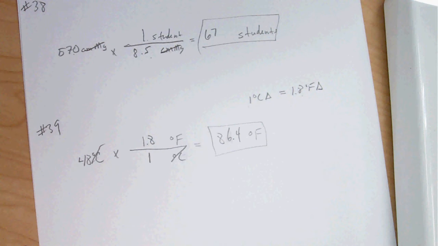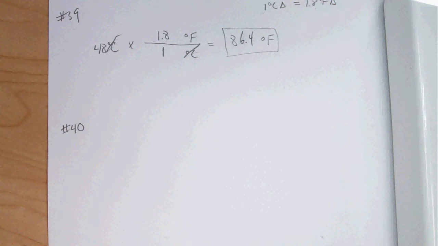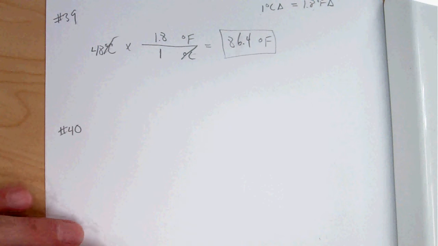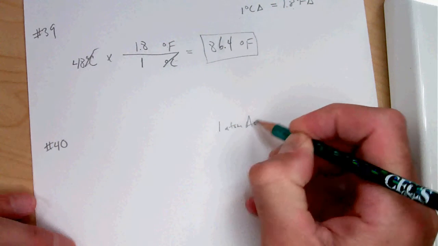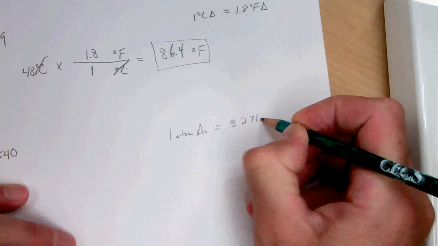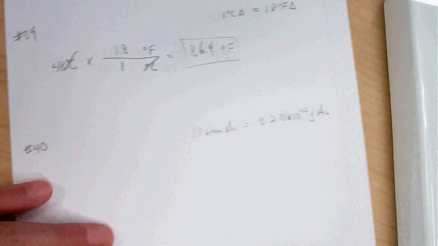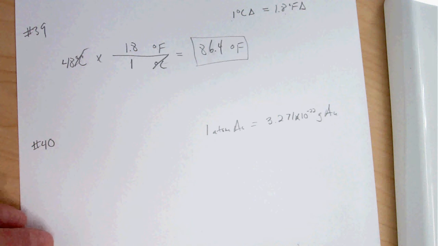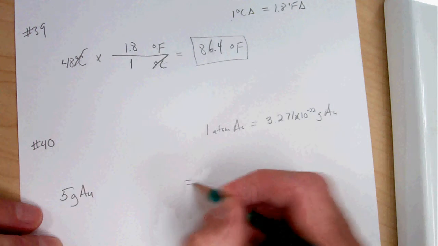All right, and that takes us to number 40. You should definitely stop and try number 40 by yourself. Set it up, see how it looks before you have me do this with you. All right, for number 40, we are told that 1 atom of gold is equal to 3.271 times 10 to the negative 22nd grams of gold. All right, so that's my equal relationship, my ratio that I'm going to use later. We are given 5 grams of gold, and we are asked how many atoms is that?